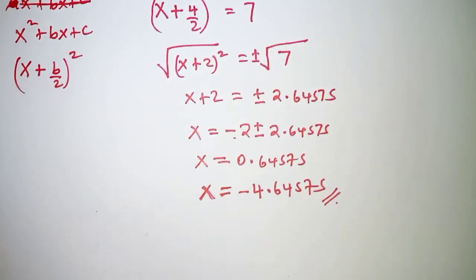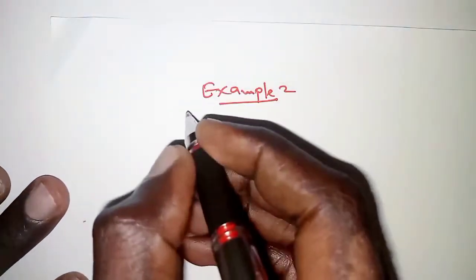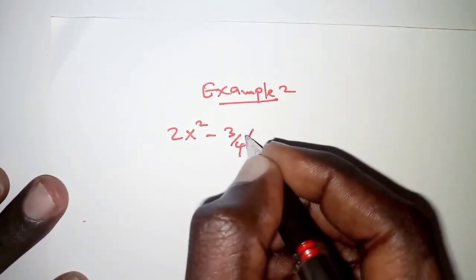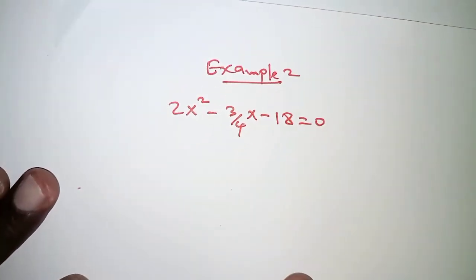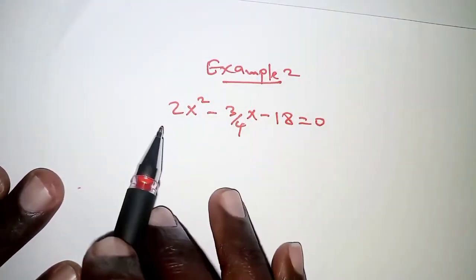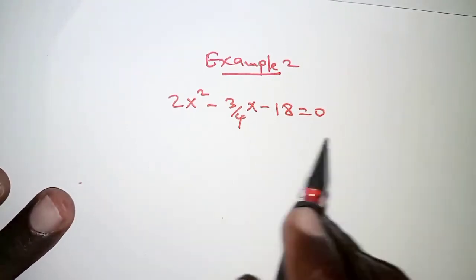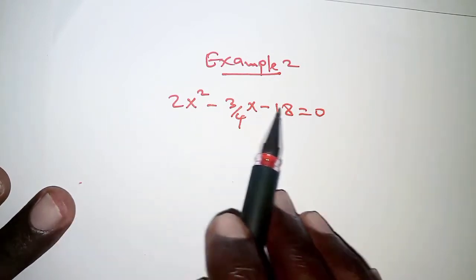The next example, now this should be quick. We have 2x squared minus 3 over 4 x minus 18 is equal to 0. The first thing is to ensure that the coefficient of x squared is 1. So divide all through by 2. Dividing all through by 2 is just the same as multiplying by a half.